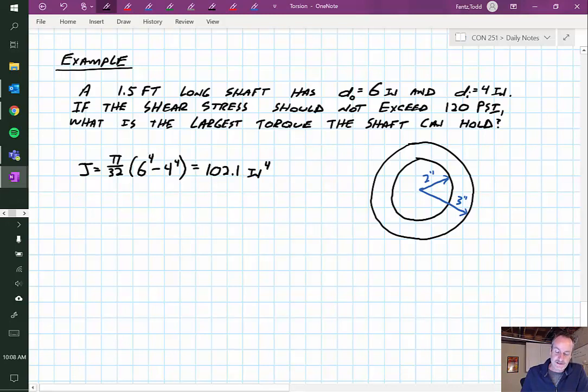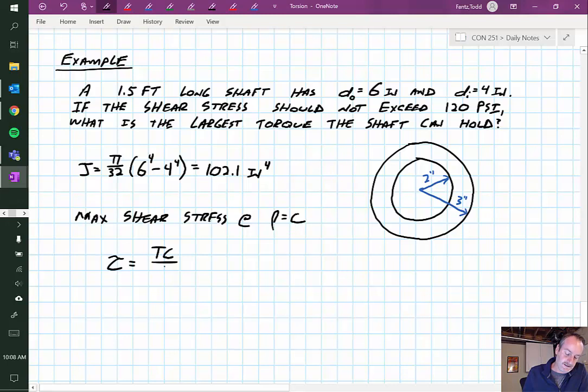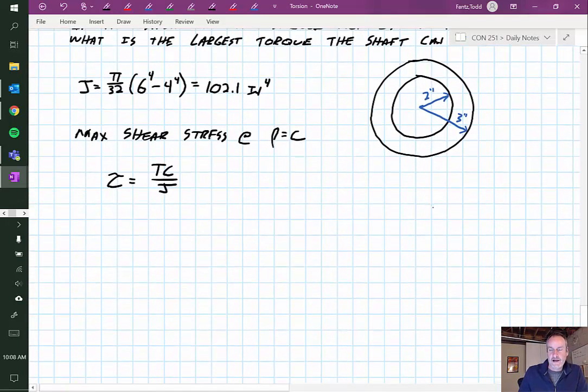And what it's saying is we have a maximum shear stress. So I know the maximum shear stress happens on that outside fiber, right? So it's when that rho value is equal to C. So I'm going to use the equation that says tau is equal to TC over J. I mean, you could always use T rho over J. It's just letters, right? So you can sub in different things. And then I'm just going to plug in these values that I have.